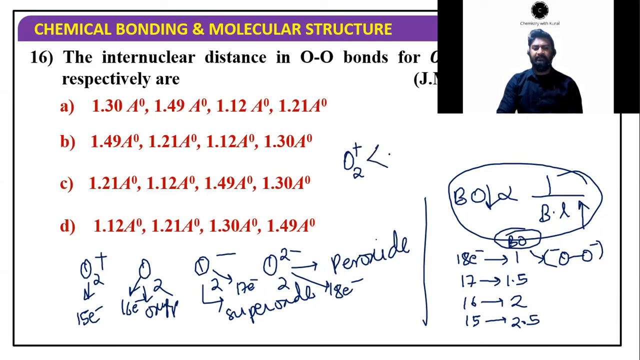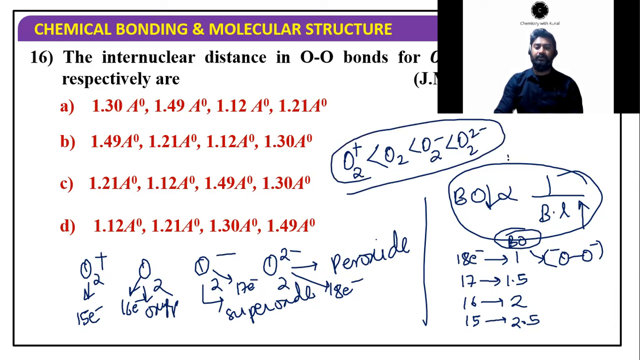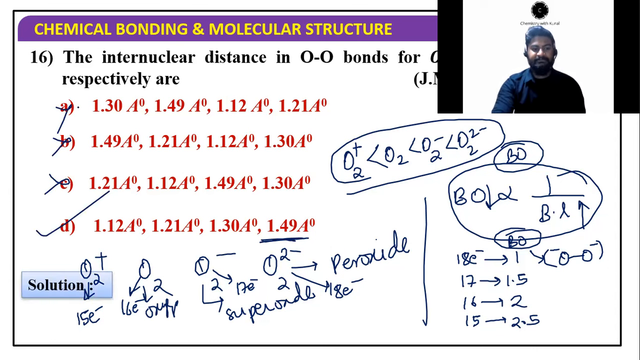Then we have O2, and then we have O2 minus, and then we have O2 2 minus. So this is the bond order. So what is the bond length order? Opposite. The last one is peroxide, as you can see in the question. So the last one should be the largest value. Where do we have that? Only one option has that. Option D. So that is our right answer.